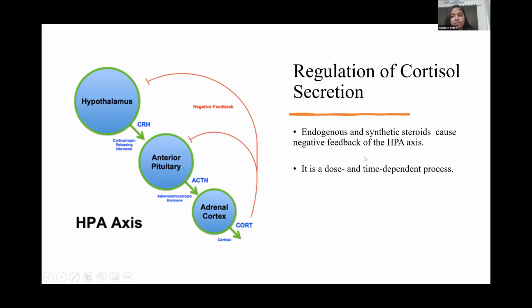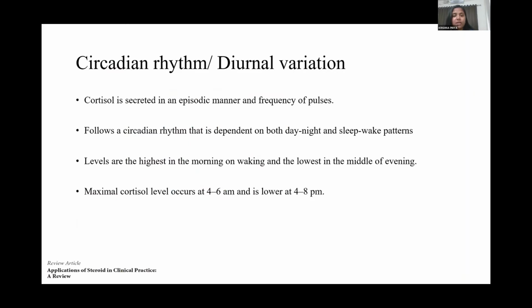So the endogenous and synthetic steroids cause negative feedback of the hypothalamus pituitary axis, and it is a dose dependent and time dependent process. And regarding the circadian rhythm and diurnal variation, cortisol is secreted in an episodic manner, and the frequency of pulses follows a circadian rhythm and is dependent on both day, night and the sleep wake pattern. Levels are highest in the morning on waking and lowest in the middle of the evening. Maximal cortisol level occurs at 4 to 6 a.m. and is lower at 4 to 8 p.m.